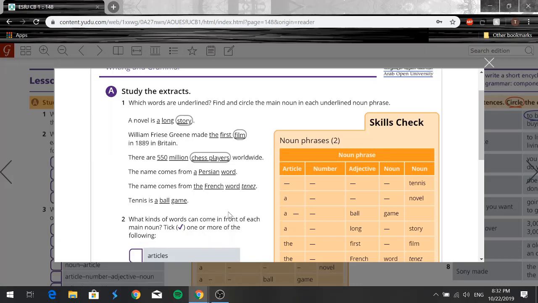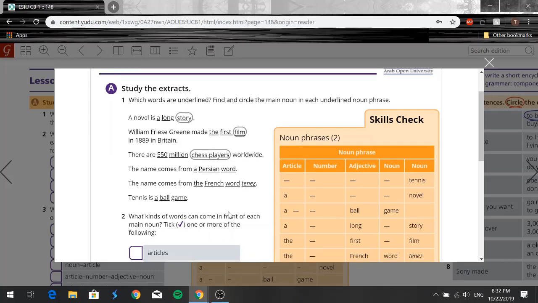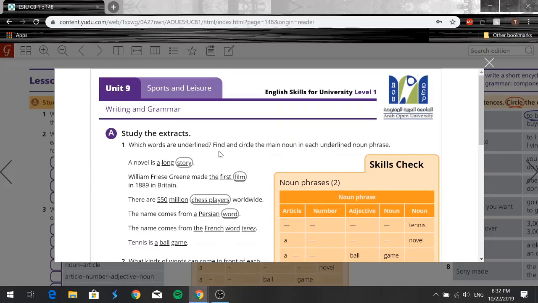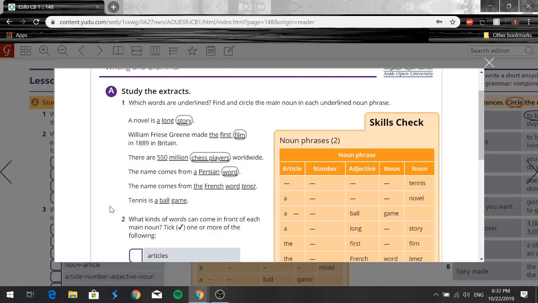Then we have the name comes from a Persian word. Again, cannot use a alone. That's an article, right? Persian is an adjective. The name comes from a Persian, and if I stop, then that's not grammatically correct. So word is the main noun. Then we have the name comes from the French word tennis, right? So the name comes from the, right? If I say the French, still doesn't make sense. Comes from the word tennis. So in this case, I'll choose word as the correct one.